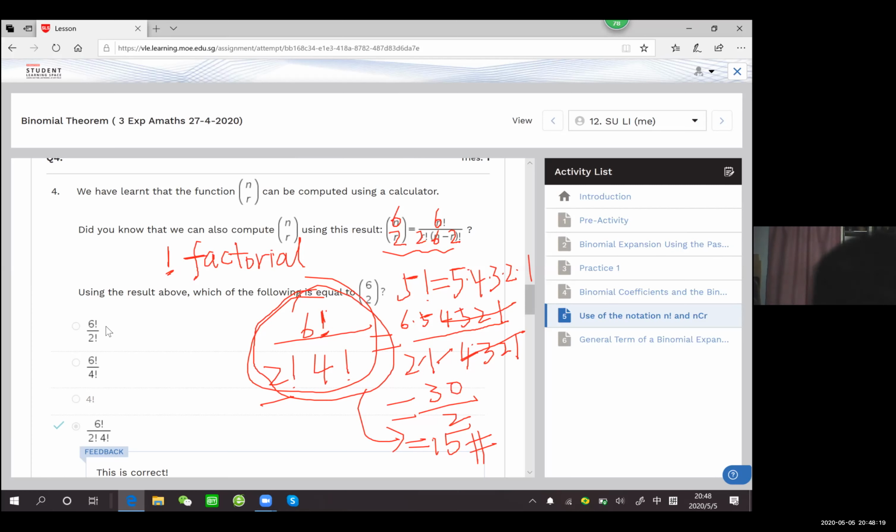For this one, does it test in all levels? Yes. So will they be in paper one? No. They will not test you like this. This question is too easy already. They will combine it with other stuff.